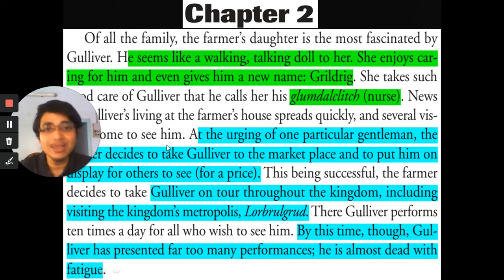In which language is Gulliver communicating with the netizens or the citizens of those unknown territories? In which language is he communicating?